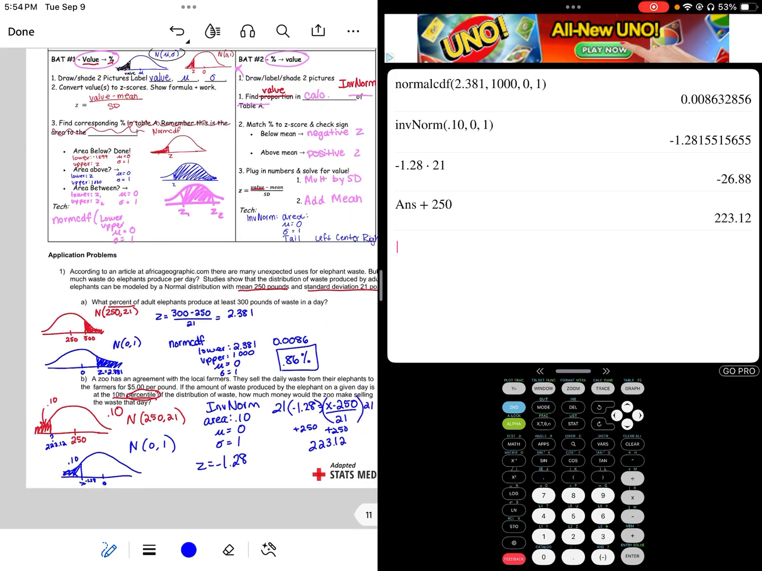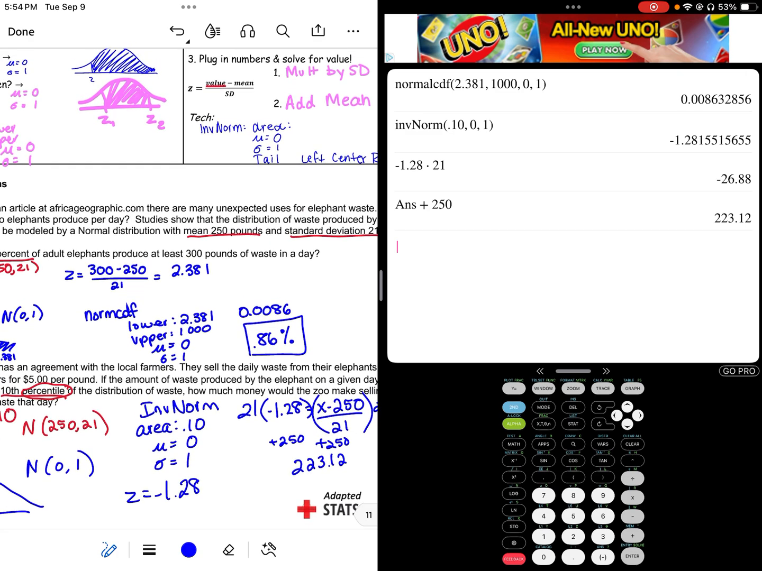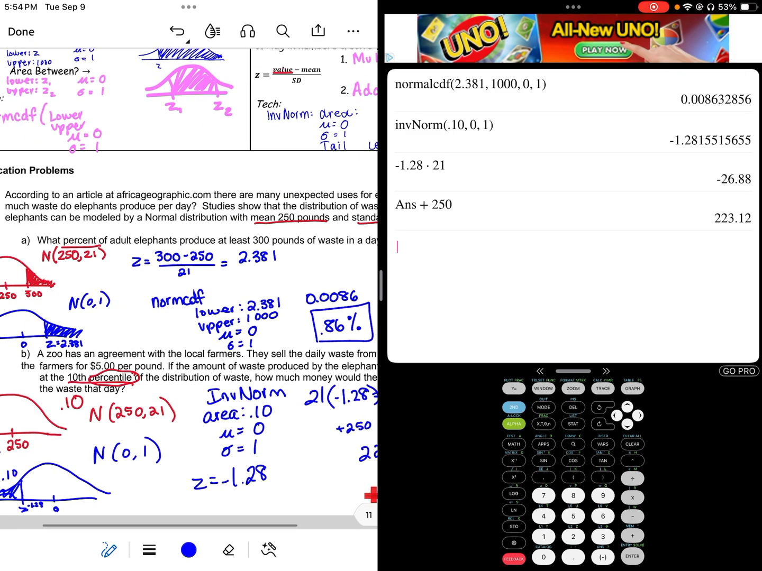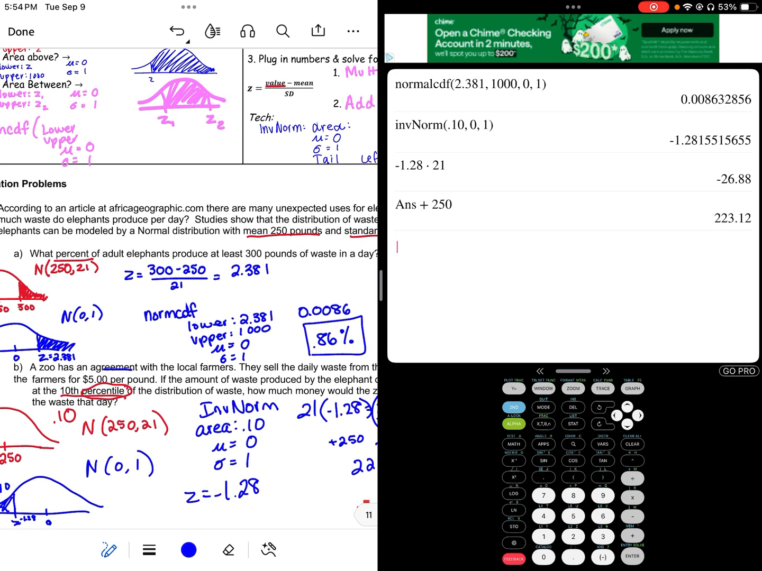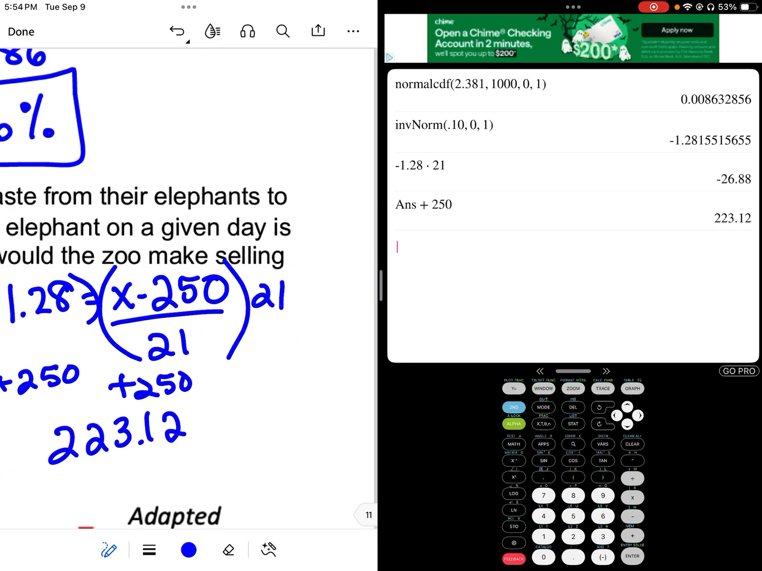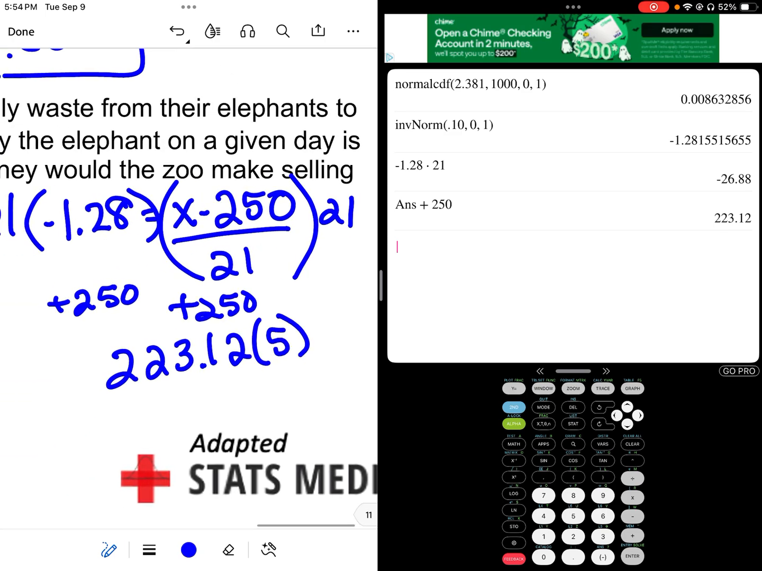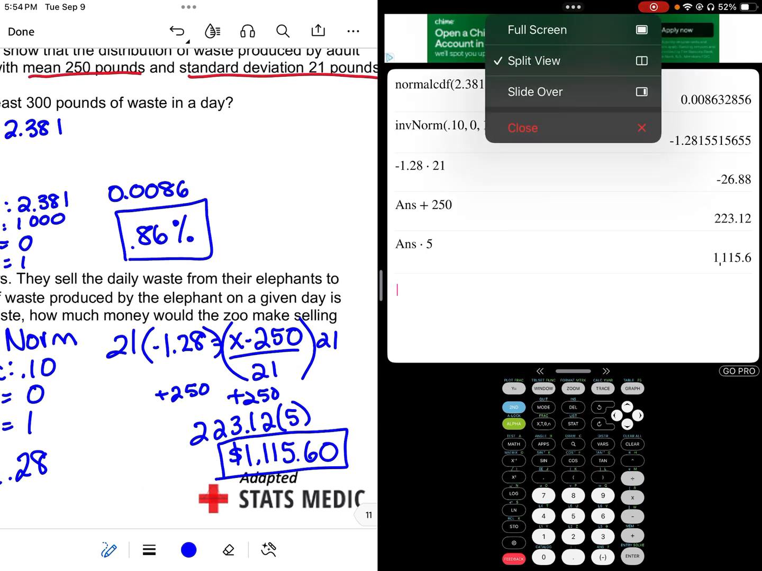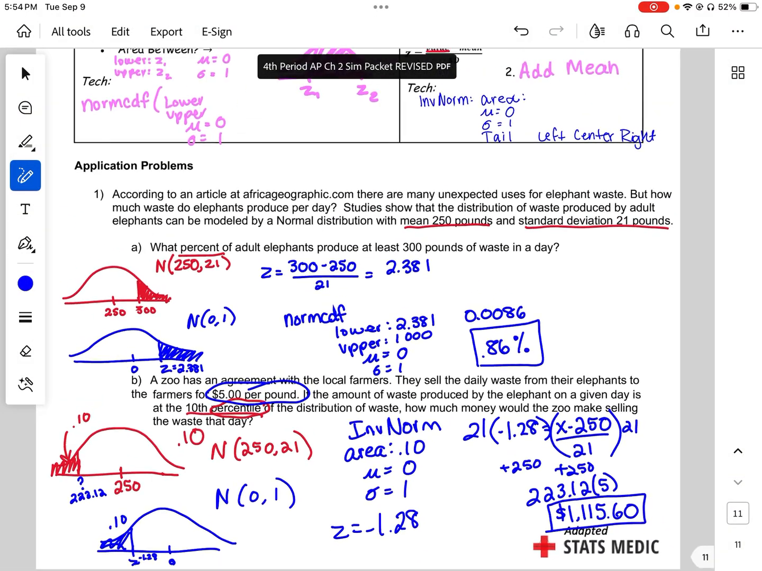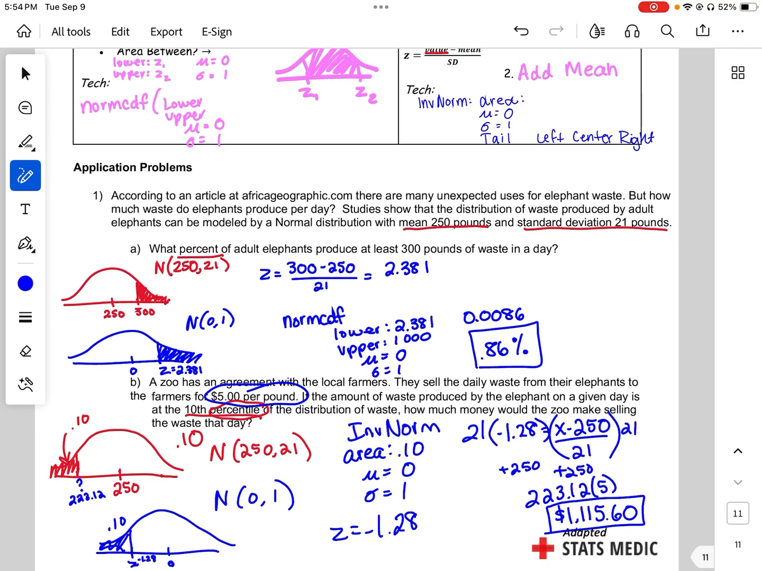Okay, so is that our answer? Well, let's check. It says, if the amount of waste produced by an elephant on a given day is 10th percentile of the distribution, how much money will the zoo make? Oh, do you remember seeing this? $5 per pound. So that means we need to multiply this times 5. So times 5, 1,115.6. Well, it's dealing with money, so make sure you make it look like money. Okay, so we have completed it. Make sure you always go back and read what it's asking for so you make sure you get all of your points.